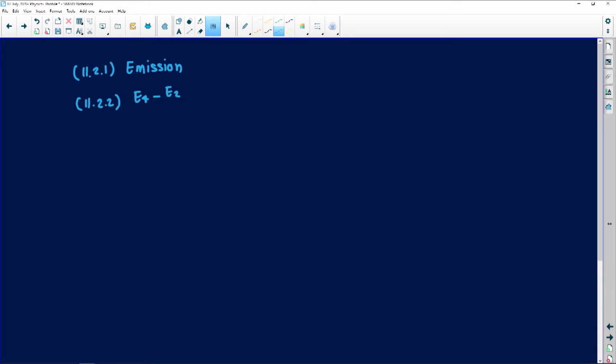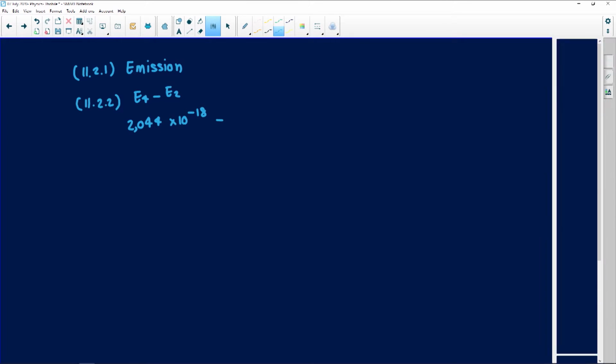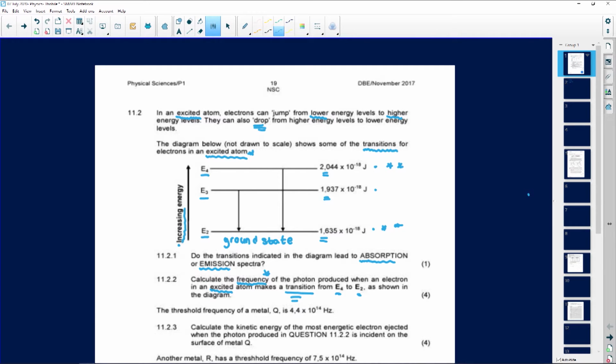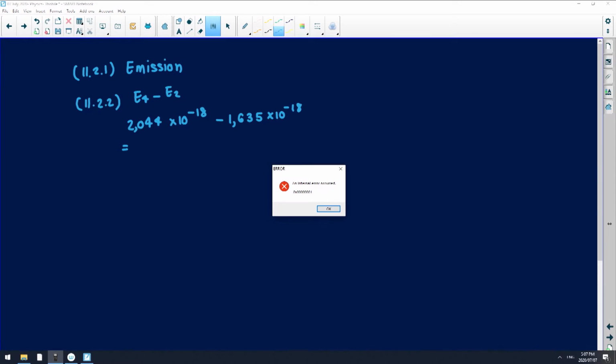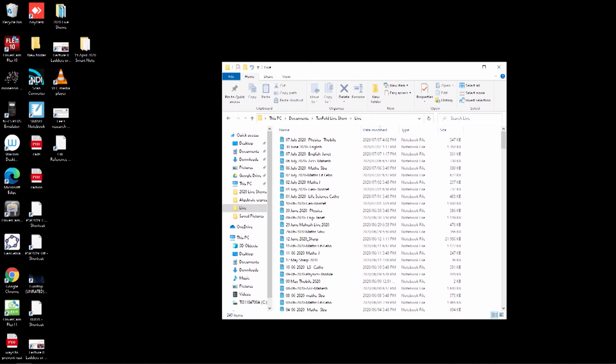This will be V final if we were doing vertical projectile motion or momentum, and this will be V initial. So the final one is 2.044 times 10 to the negative 18 minus, let me just check what the second one was, 1.635 times 10 to the negative 18. Let me calculate this. Okay, let's go find a calculator.